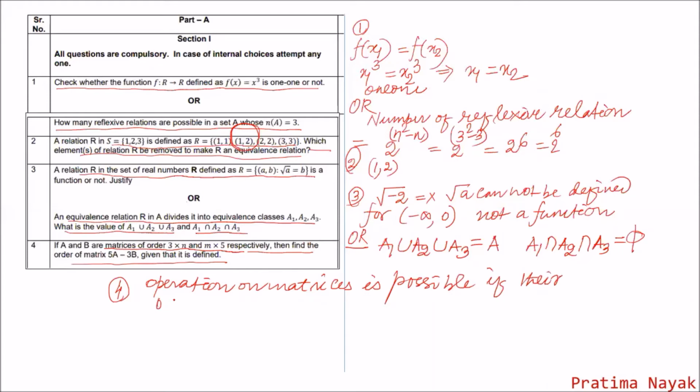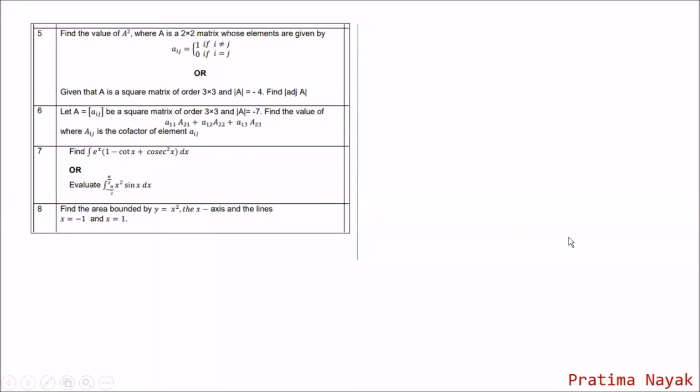Their orders are the same. What does it mean? It should be 3 by 5. Order of this is 3 by 5. Whatever it will be, A is also 3 by 5, B is also 3 by 5. So next is question number 5.